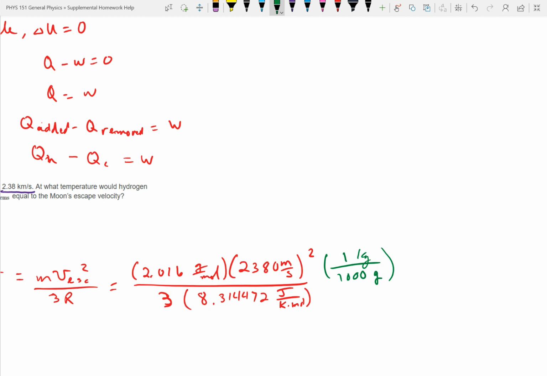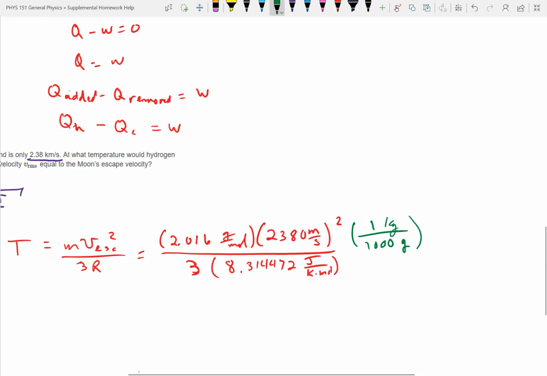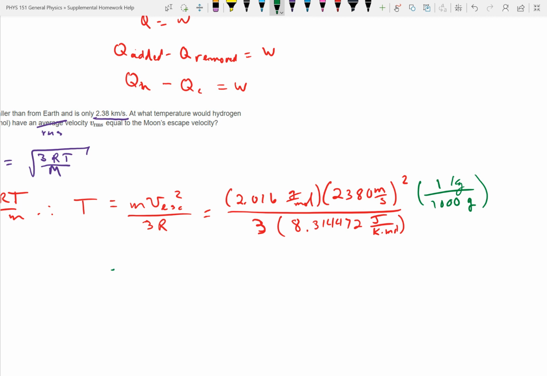Yeah, that's perfect. I can see that. So Nice is punching this into her calculator. We better get a temperature that's reasonably low because the moon has no ability to hold on to hydrogen gas. 457. Now, we only have 3 significant digits, so that's going to be 458 kelvins.